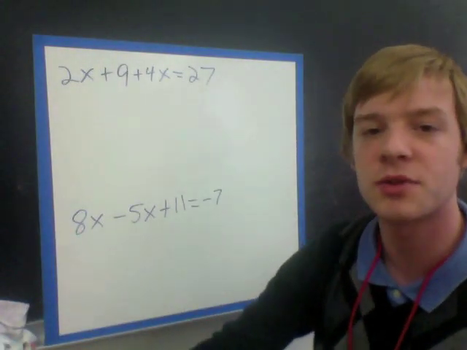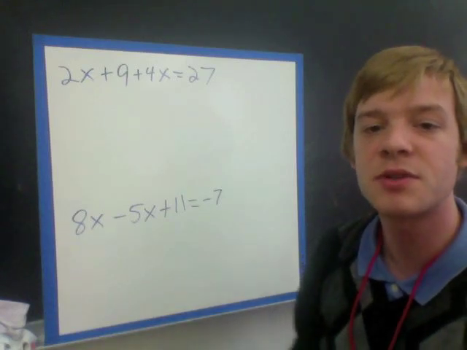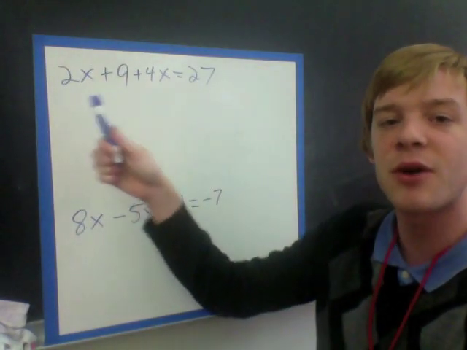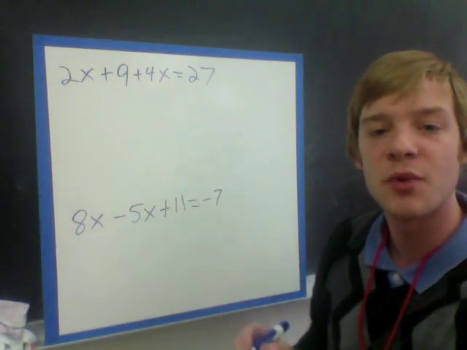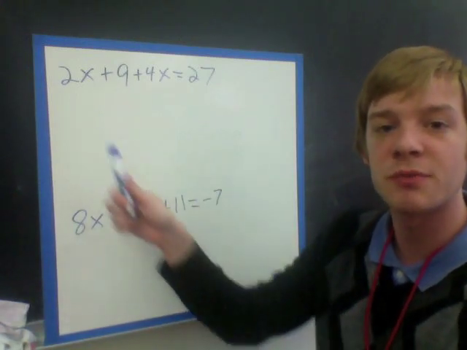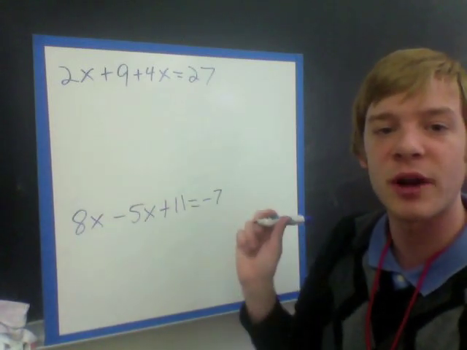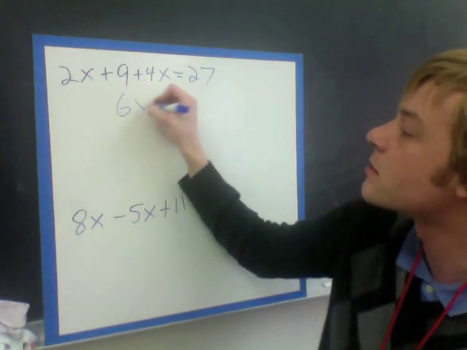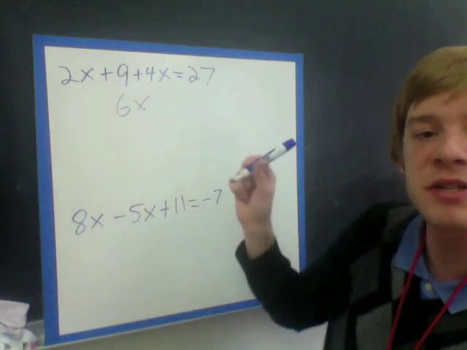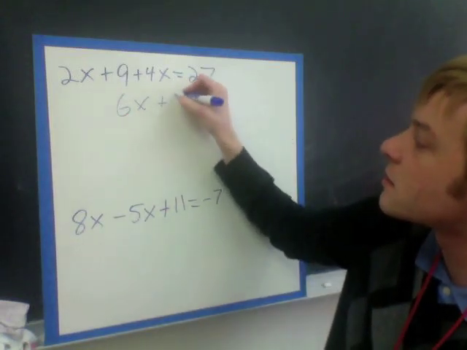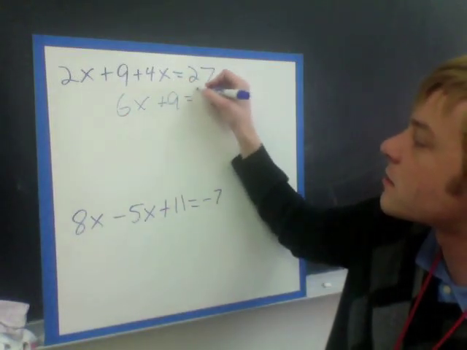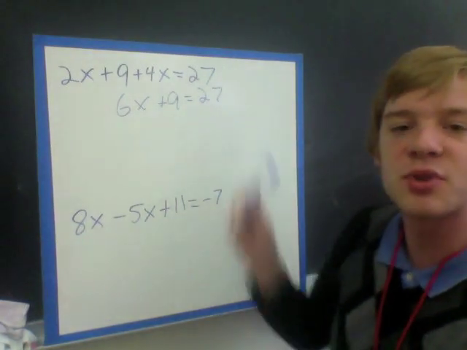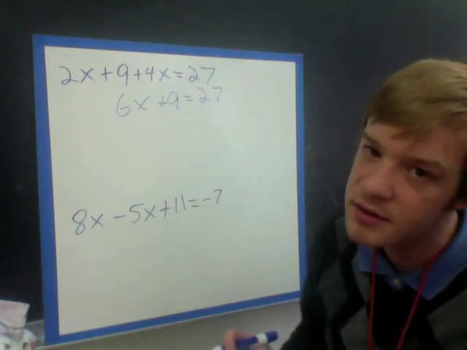Let's take a look at two last examples here. These two examples are a little different because now our like terms are x's rather than numbers. So I'm just going to combine 2x and 4x, which should give me 6x. We're going to bring down the plus 9. And we have the 27 on the other side there.